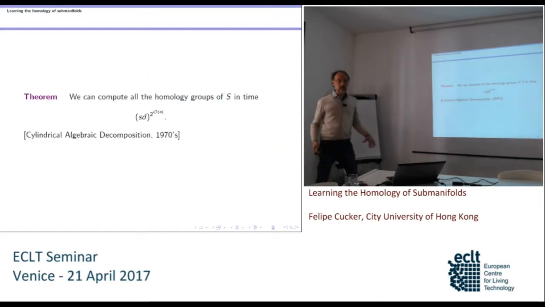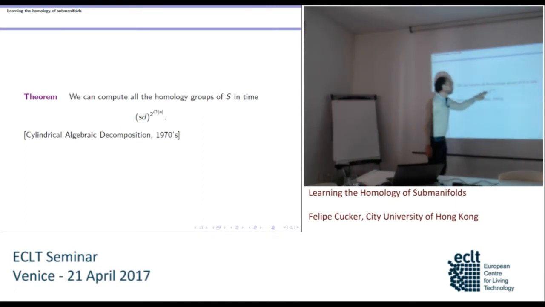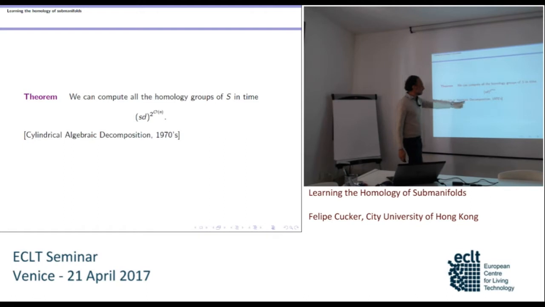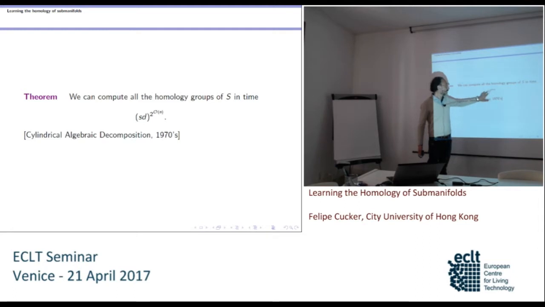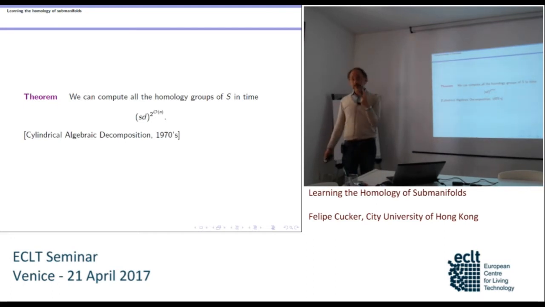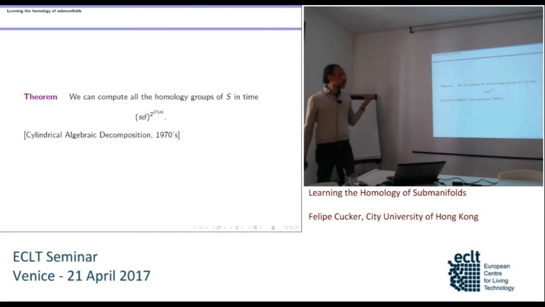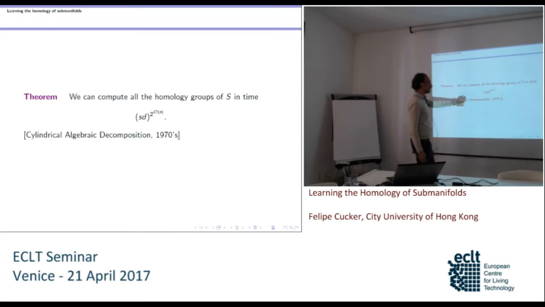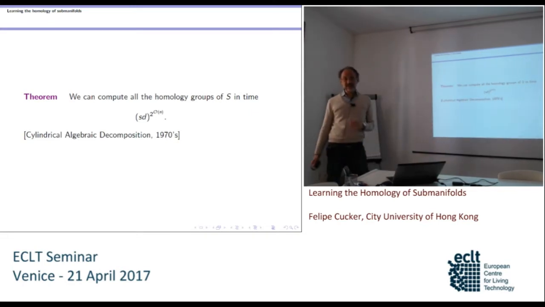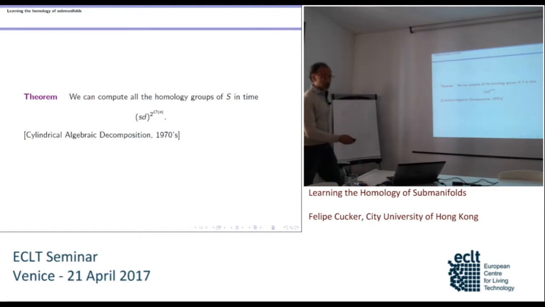So what do I know? There is a very old theorem that says that we can compute all the homology groups of S in this time. S, remember, is the number of polynomials. D is the degree of these polynomials, a bound on the degree. If I have 10 polynomials, I look at the degrees and take the largest one. And then it's SD to the 2 to the order of n. This is not even exponential, this is double exponential. SD to the n would be exponential; SD to the 2 to the n is double exponential. So computing homology groups is awfully expensive.